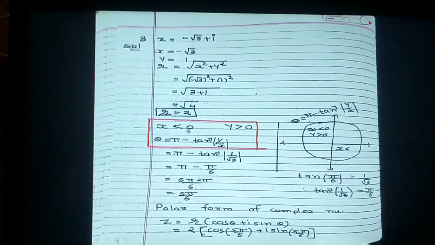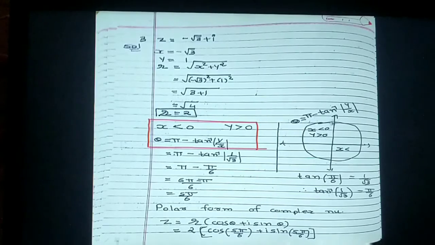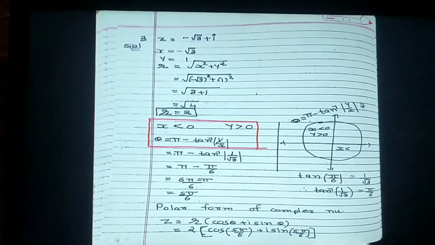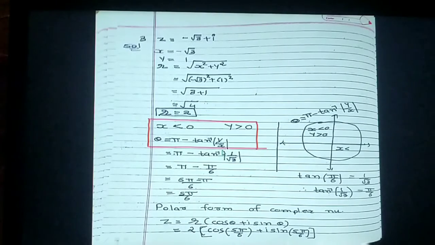X is minus root 3, so x less than 0 and y greater than 0. So when x is less than 0 and y is greater than 0, it is in the second quadrant. So in the second quadrant, the formula is theta is equal to pi minus tan inverse y upon x. Pi minus tan inverse, y is 1 and x is minus root 3.